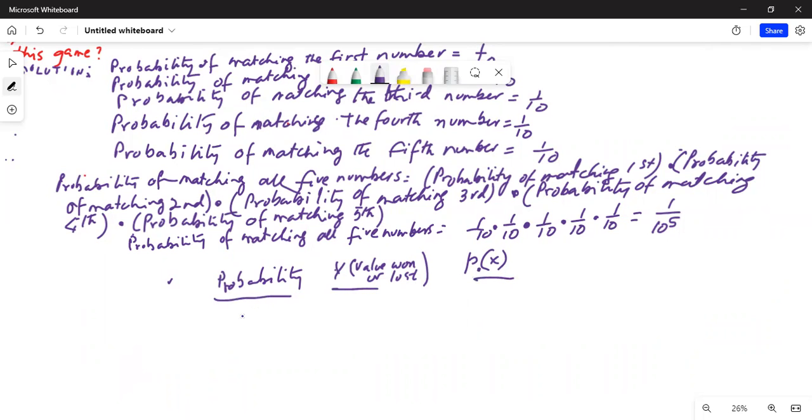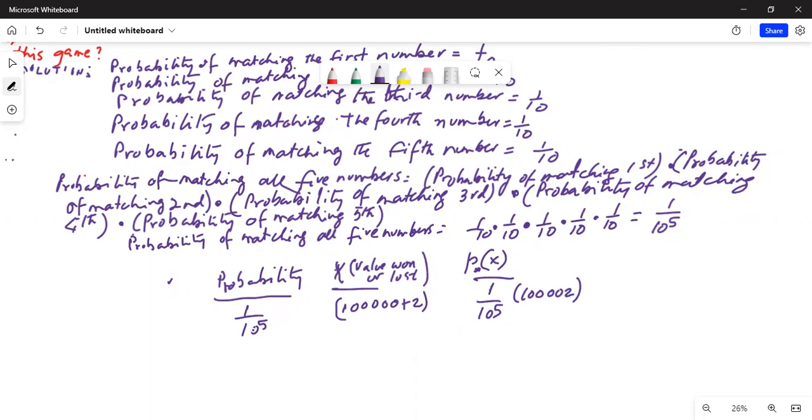So the probability of matching all five numbers is 1 out of 10 to the power of 5. And the value you will win is 100,000. That is the prize. Plus you'll get your $2 back if you match all the numbers. So here in this column, we are multiplying the probability with the value of X. So this will be 1 divided by 10 to the power of 5 times 100,002 as the value.